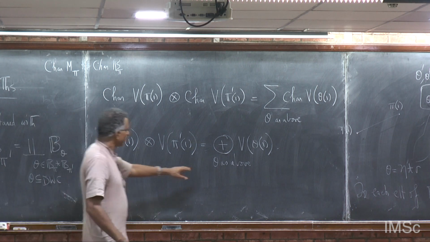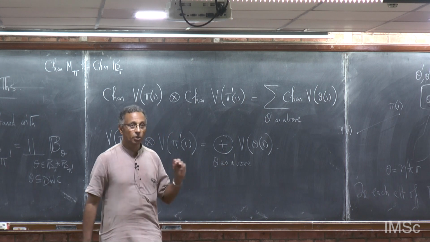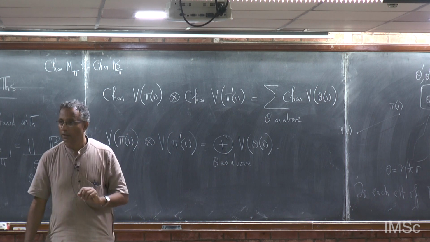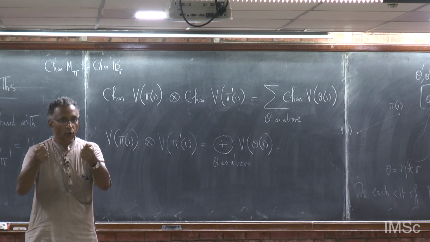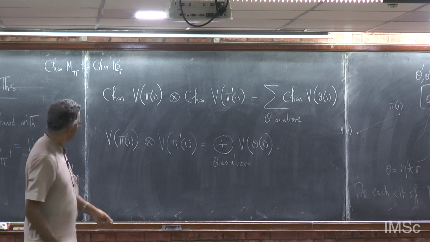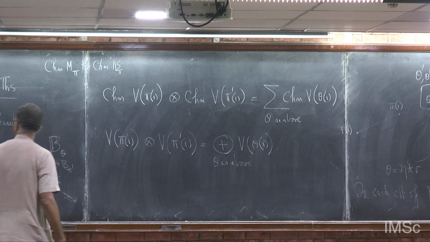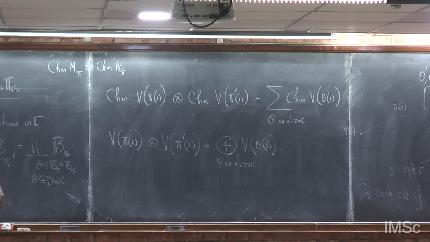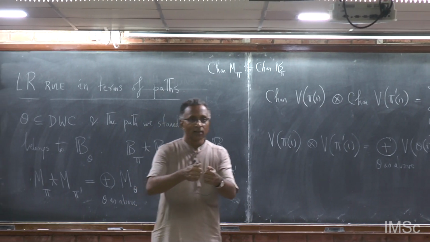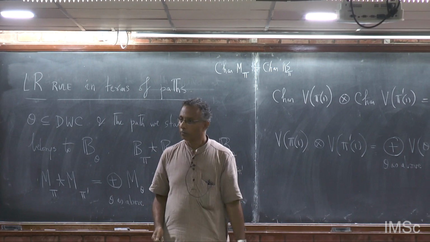So theta as above, let's look at it a little more carefully, because that's a very important set for us. What does this mean? I look at all concatenations, one in B pi and another in B pi prime, such that E alpha on that is 0.